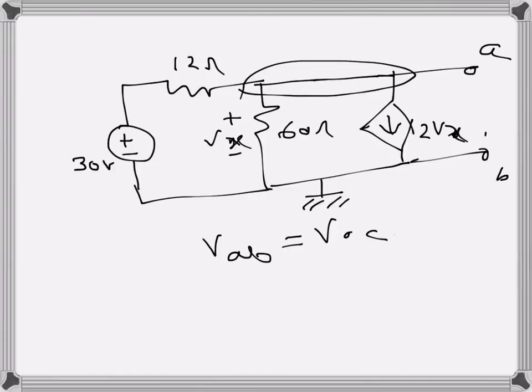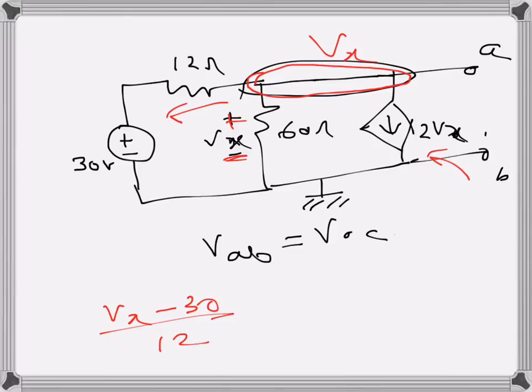The voltage of that node will essentially be Vx, because there's a voltage rise of Vx here, which is the control voltage of this voltage controlled current source. So now I will write KCL for this node, the voltage of which is Vx. Vx minus 30 over 12 is this outgoing current. The outgoing current downwards will be Vx over 60, and finally 2Vx is the other outgoing current, and this one is open circuit anyway, AB.